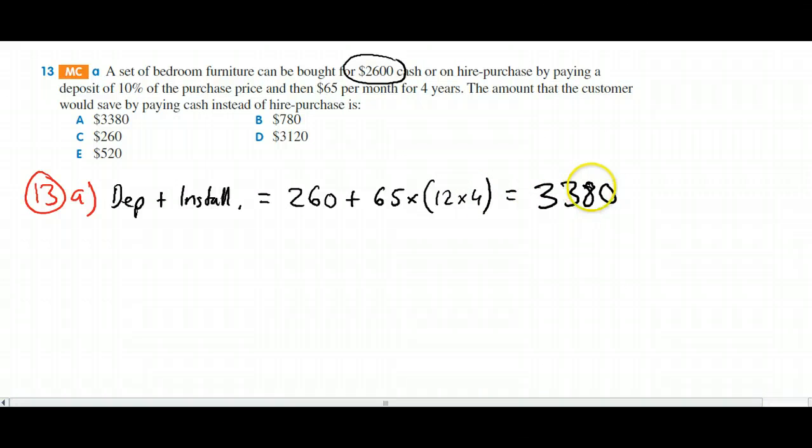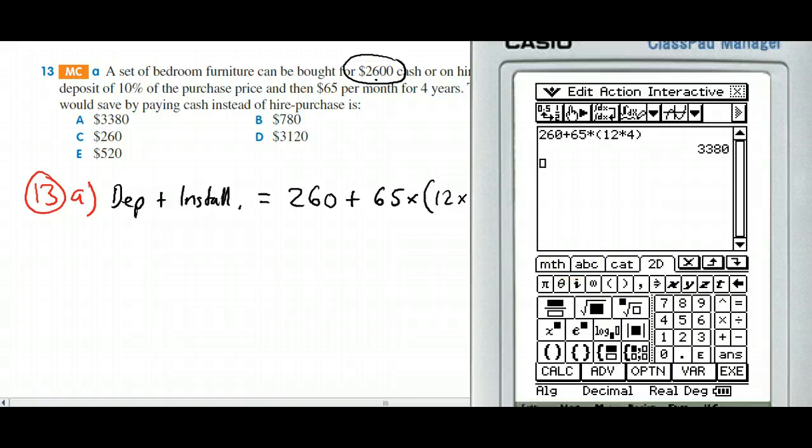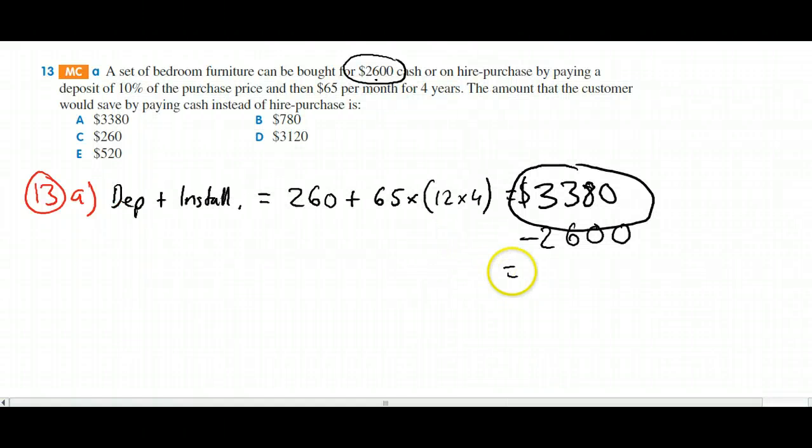Okay, so that's how much we would pay under the hire purchase scheme. And we've got to compare that with this amount and see how much extra we save, or how much extra we pay. So that minus 2,600 equals 780. So if we pay up front in cash, then we won't have to spend this 780. That's how much money we'd save. So the answer is B. We'd save that much money.